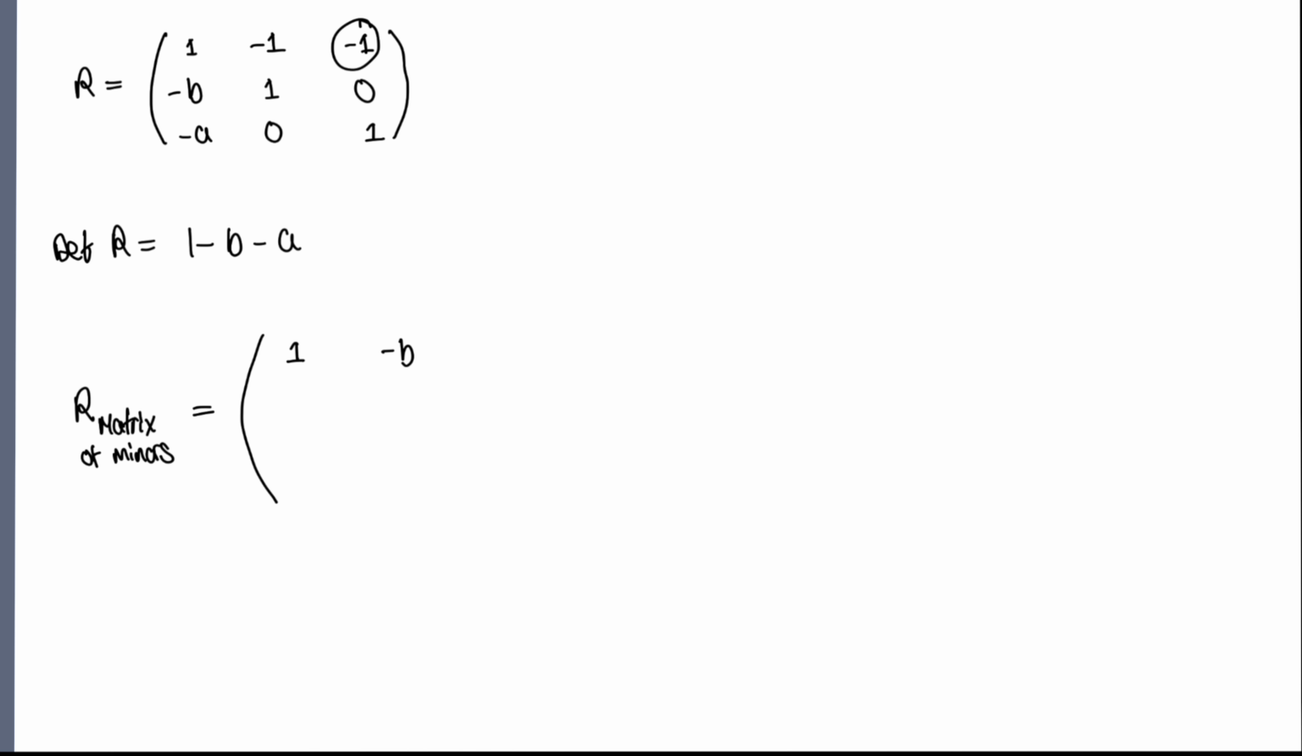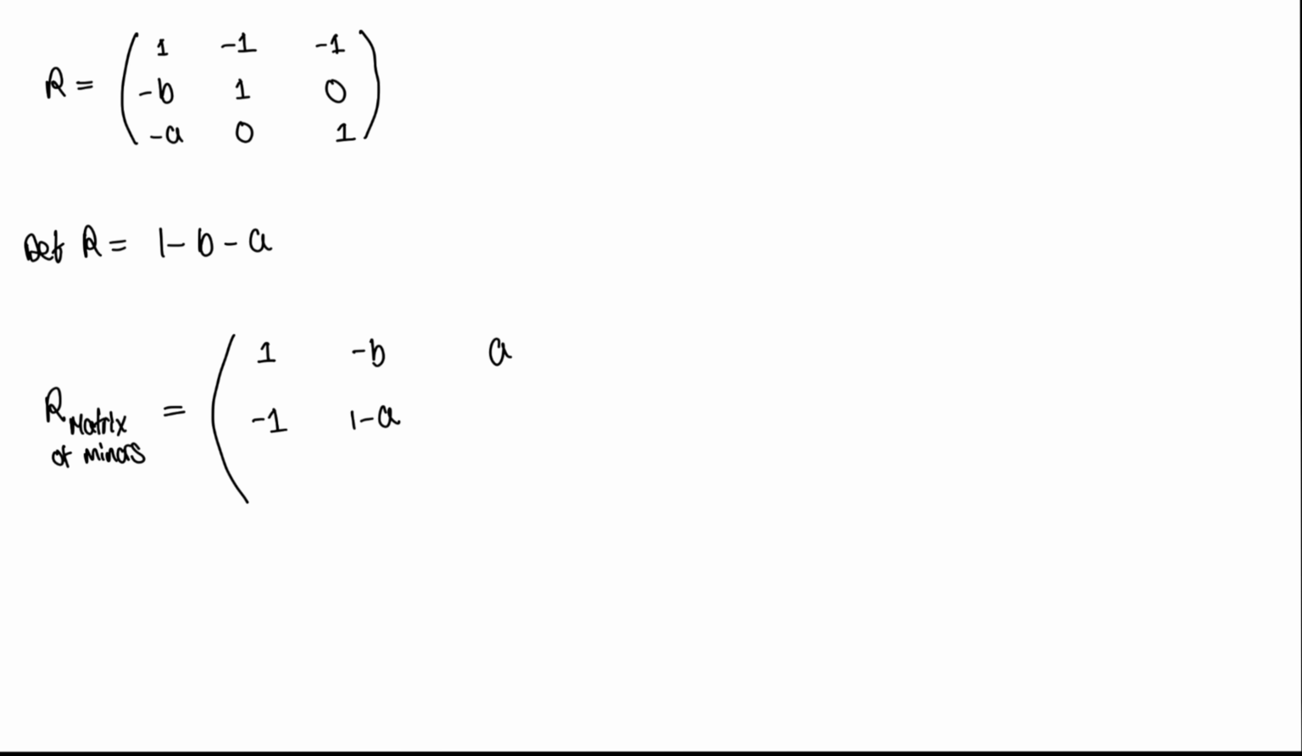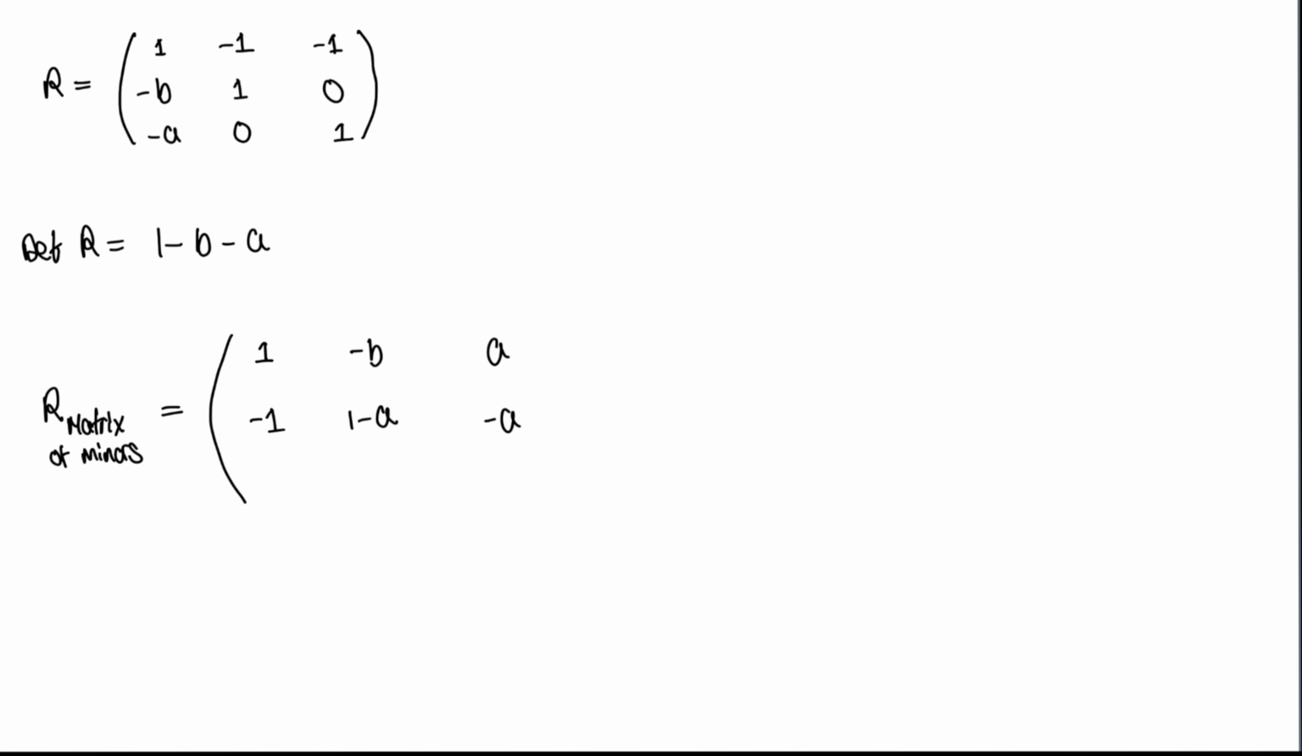If I choose minus 1, then the determinant of the matrix of minor is just A. If I choose minus B, then the determinant of the matrix of minor is minus 1. When I choose 1, it is 1 minus A. When I choose 0, it is minus A.